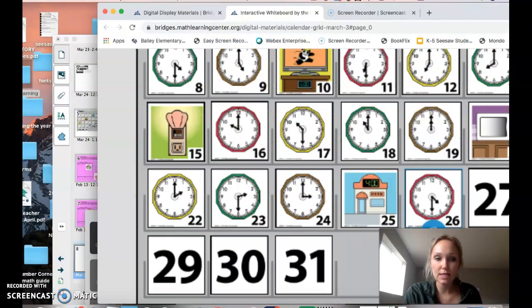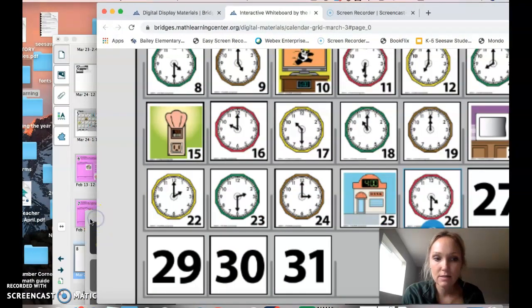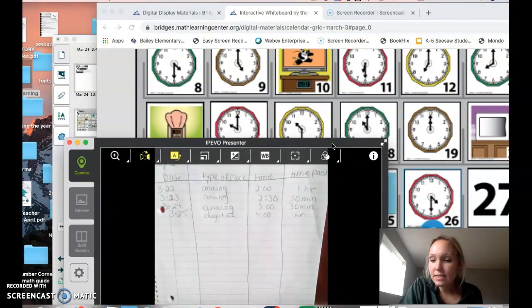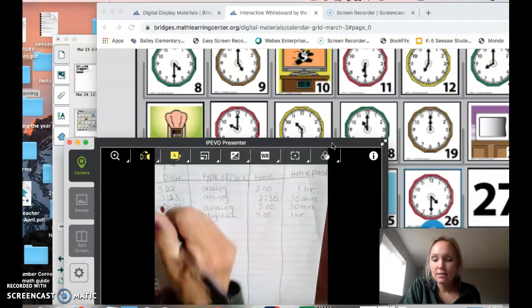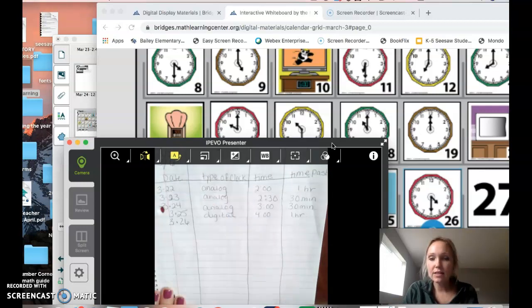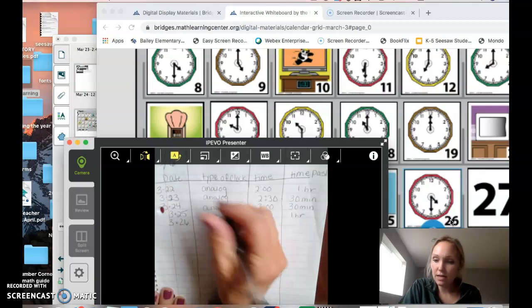Give me one second as I find my thing. All right, so I would put today's date is 3-26. I'm looking at our clock right here. We can see that it is analog because it uses the hour hand and the minute hand. So we're going to write analog.